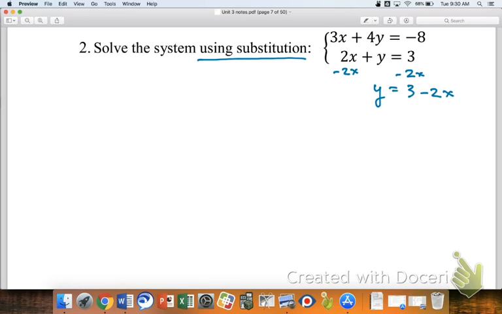Okay, so if y equals 3 minus 2x, what that means is that anywhere else I see a y, I can get the y out of there, and I can put a 3 minus 2x in place of it. So I'm going to write 3x plus 4 blank equals negative 8. So that other equation, what I've done is I have removed the y. There it was, and now you can see it's gone.